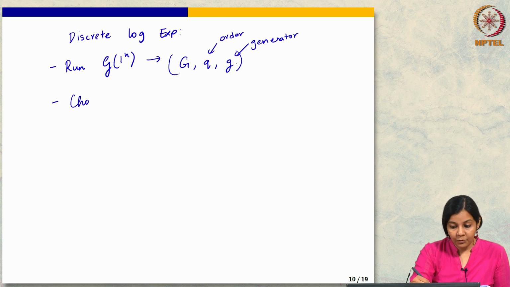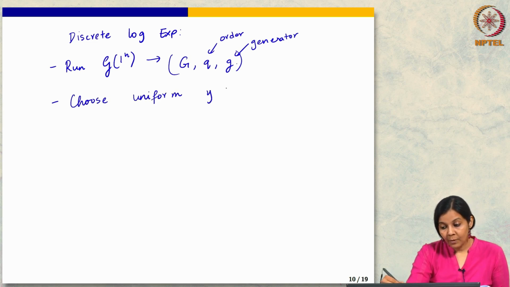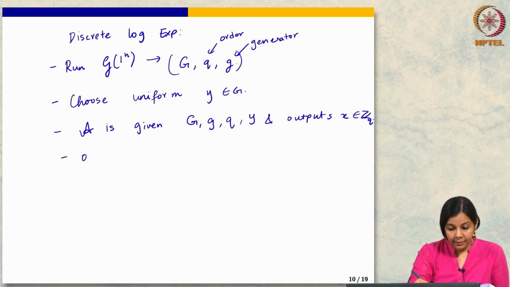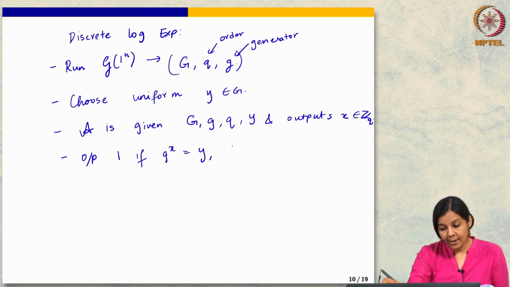Having done this, you choose a uniform y in the group. A, our adversary, is given the group description, the generator, the order and this y, and it outputs some x in Z_q, and output 1 if g to the x is equal to y in the group, else output 0.